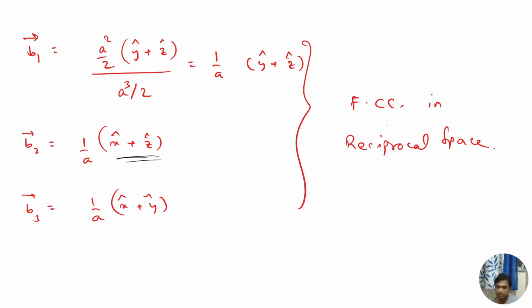And here also, what would be the size of this lattice? You have to do x by 2, y by 2. So this has a size of a by 2. So it is an FCC of size, sorry, 2 by a. This is 2 by a, and so this is your reciprocal lattice.